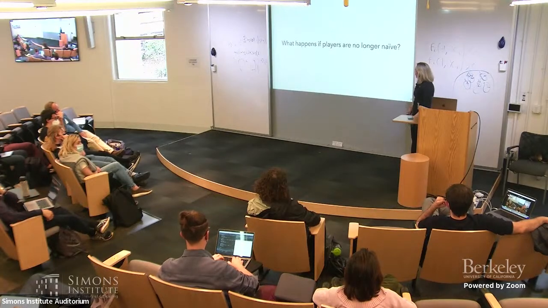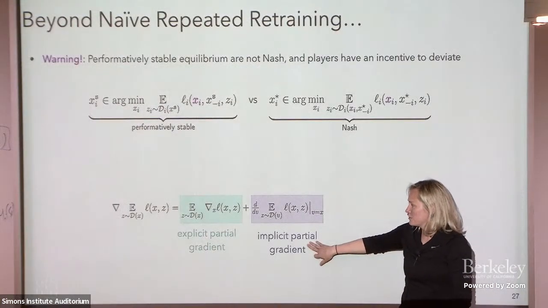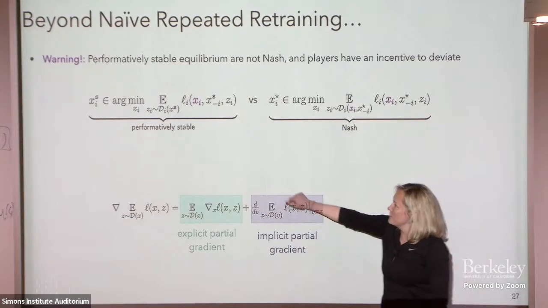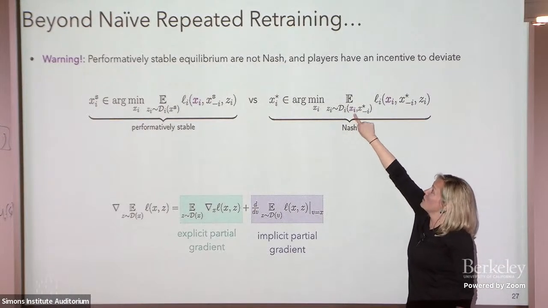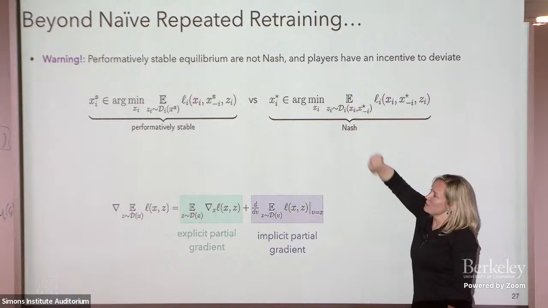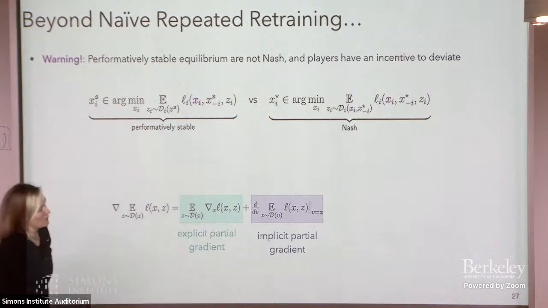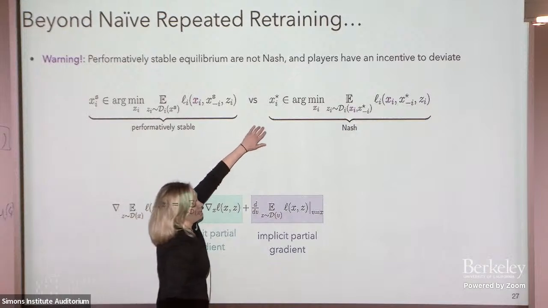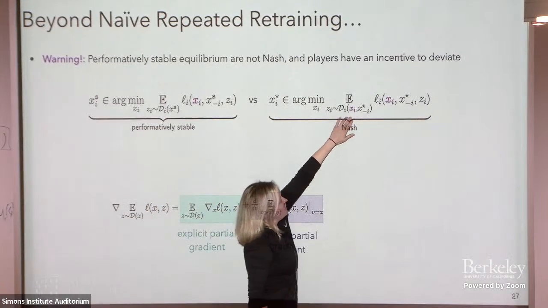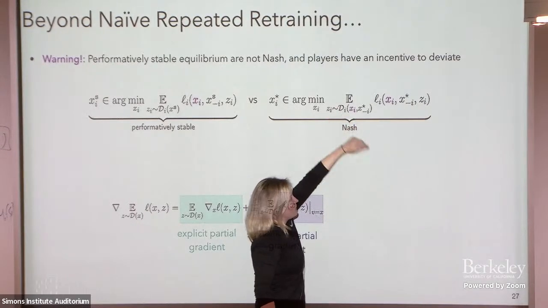Okay. Now if players are no longer naive, they're going to care about the implicit partial gradient. So we want to compute Nash equilibrium now. The difference between the performatively stable point and the Nash equilibrium is shown here. We now optimize over the decision dependence in this distribution, whereas before we were just plugging x into that distribution. So this is our definition of Nash. It should be fairly standard, because we're looking at where in our optimization problem x_i shows up in all places.